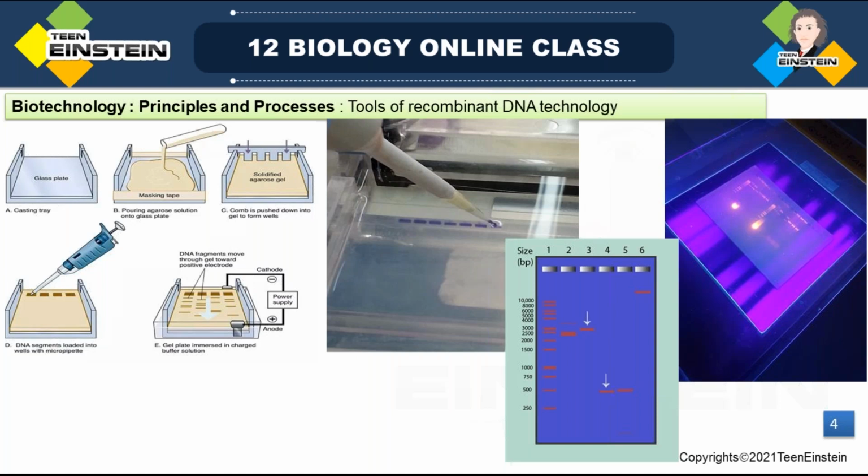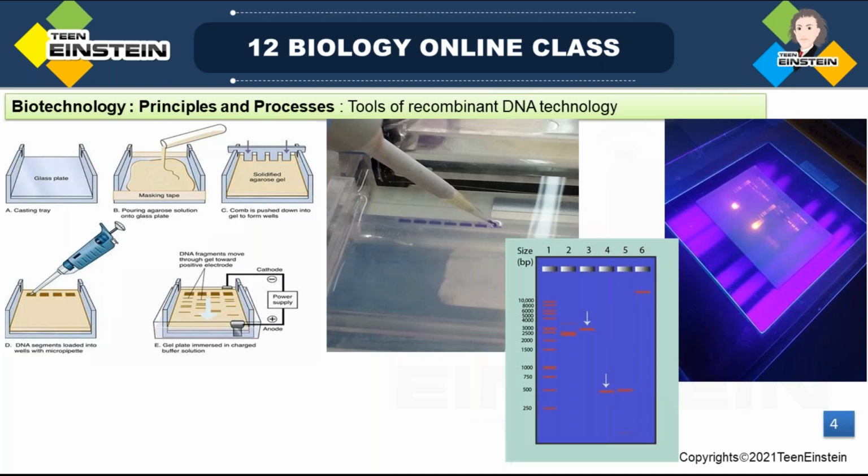Simply mixing won't make the agarose mix. We need to boil the solution, so that it gets mixed. How will we boil? We will boil the solution and mix well until the agarose gets dissolved. Up to that point we need to mix it.